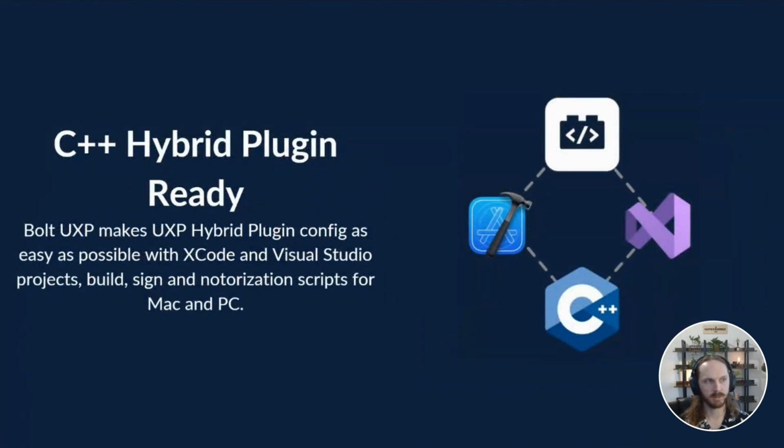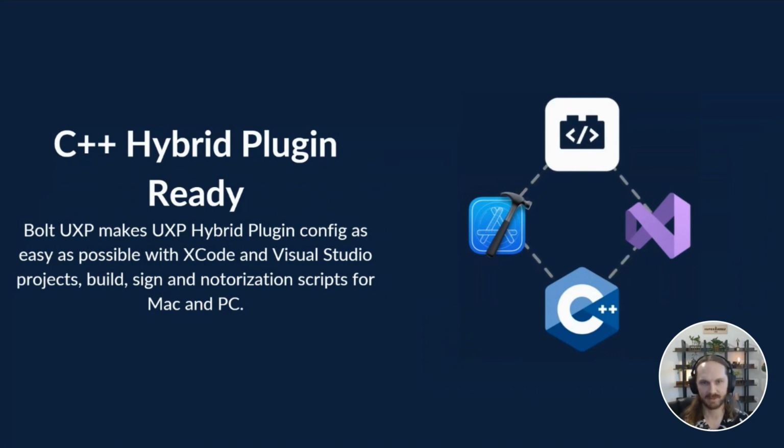And C++ hybrid plugin ready. Bolt UXP makes UXP hybrid plugin config as easy as possible. It comes with Xcode and Visual Studio projects, along with build, sign, and notarization scripts for both Mac and PC. So basically, it's just pre-configured. You can jump into the C++ code and start building stuff if you need to. It also ships with an exec sync function similar to that in Node.js, which is one of the really big feature requests a lot of developers had.